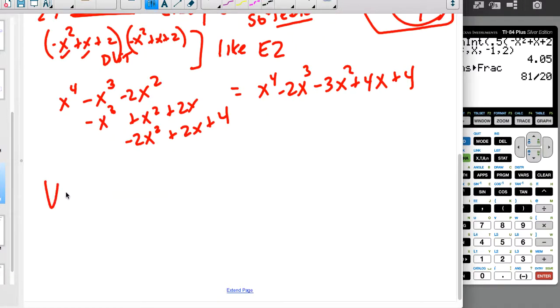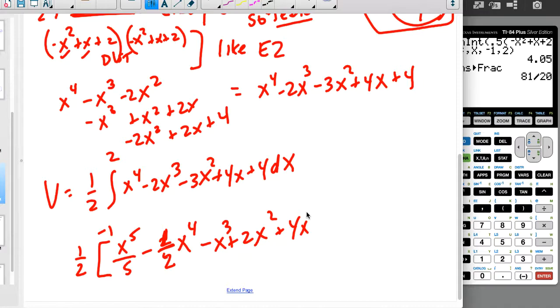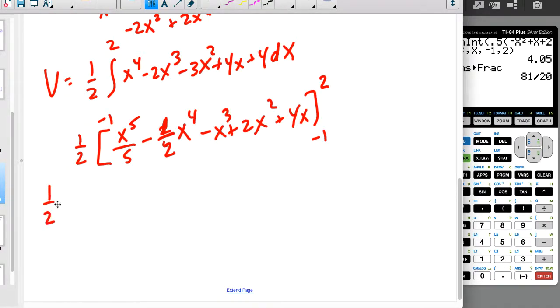So I'm going to get that this volume is a 1/2 in front of, we're integrating from -1 to 2, x to the 4th minus 2x to the 3rd minus 3x squared plus 4x plus 4 with respect to x. When I integrate, again, I just leave that 1/2 chilling. So I'm going to get x to the 5th over 5 minus a 2/4, so we'll just make that a 1/2 because it happened last time too, 2/4 x to the 4th minus an x cubed plus a 2x squared plus a 4x. And unfortunately, neither of our bounds are 0, which is kind of a bummer. So this 1/2 is going to be in front.